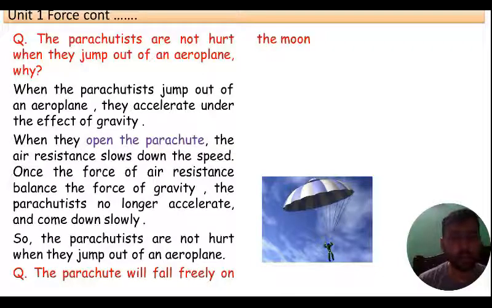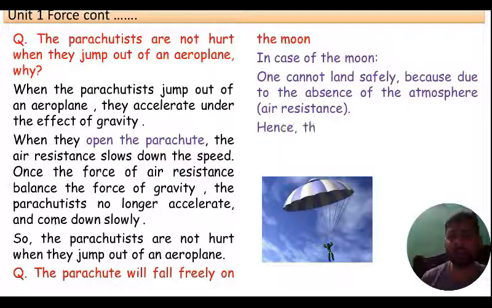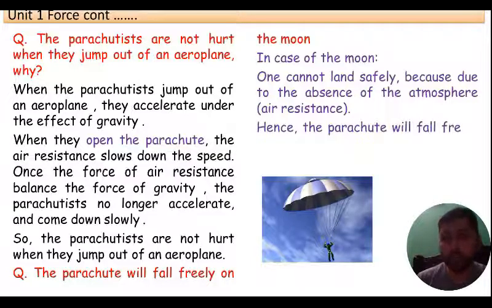Another: the parachutist will fall freely on the moon. Sorry, the parachute will fall freely on the moon. Why? Because there is no atmosphere. In the case of the moon, one cannot land safely because there is no atmosphere, no air resistance. Then the parachute will fall freely.